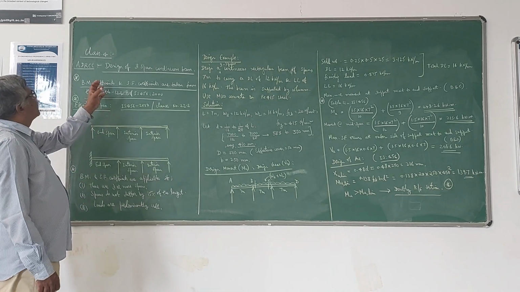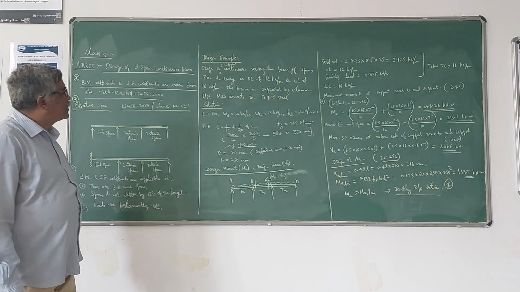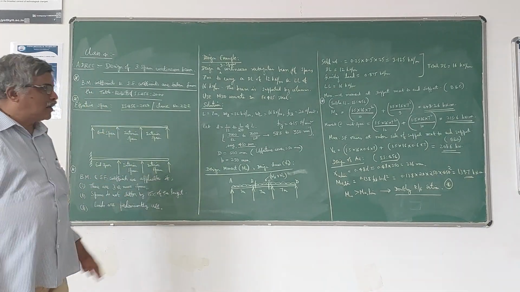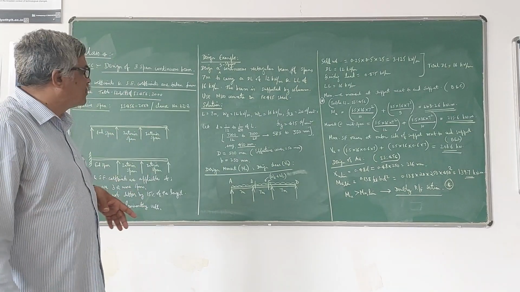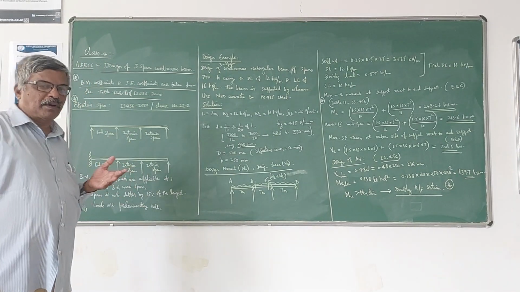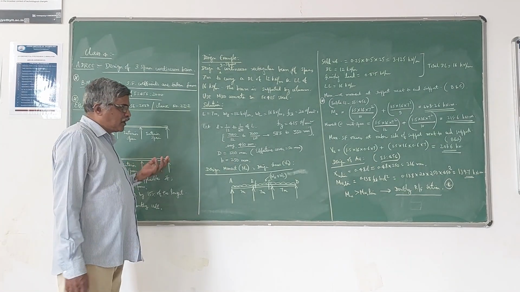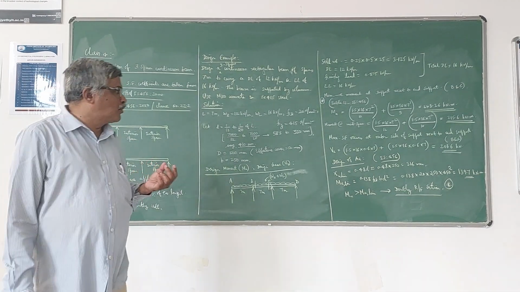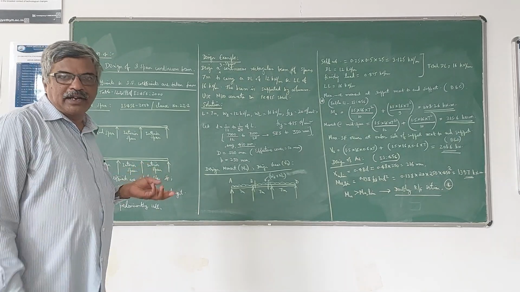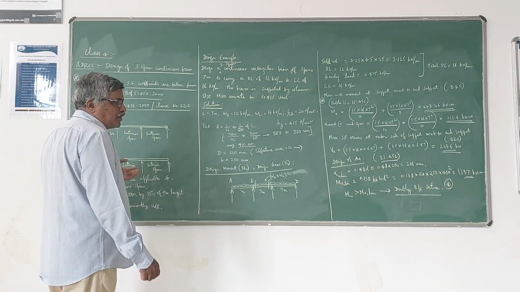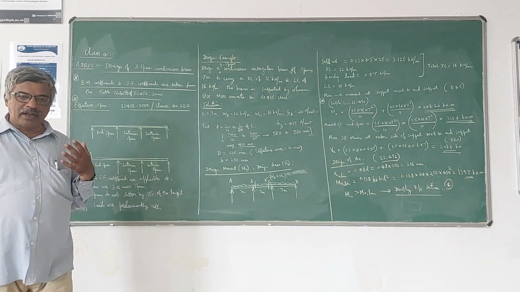In this class, we will discuss the design of a three-span continuous beam. Normally they may give a two-span or three-span continuous beam. Now you know, in your undergraduate level, you know how to design a simply supported beam and a cantilever beam. Now here in this course, we have to design a continuous beam.